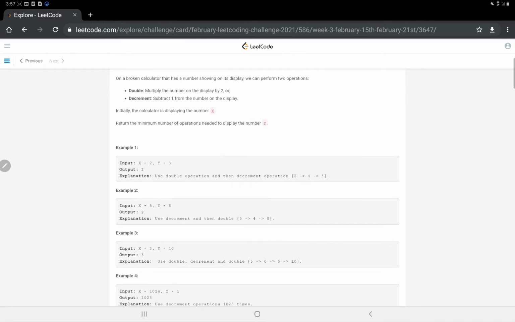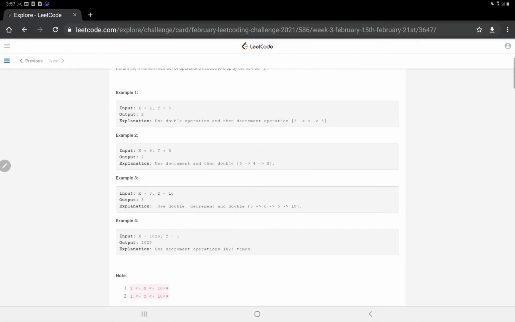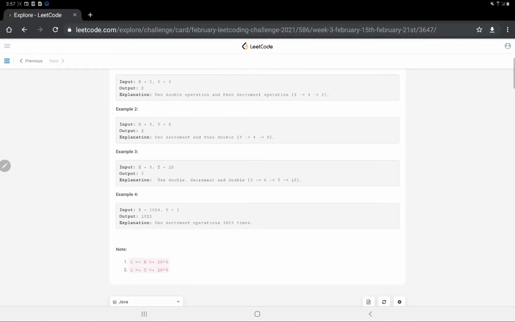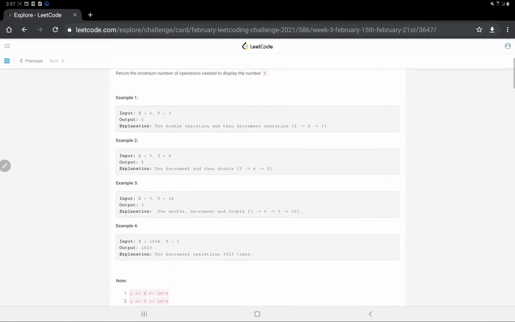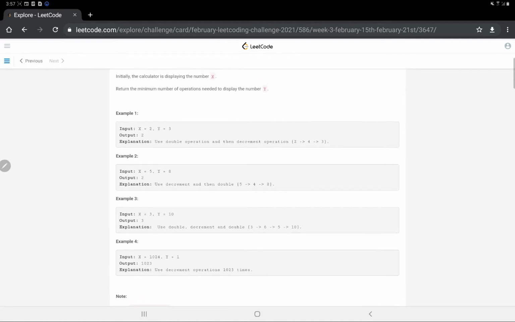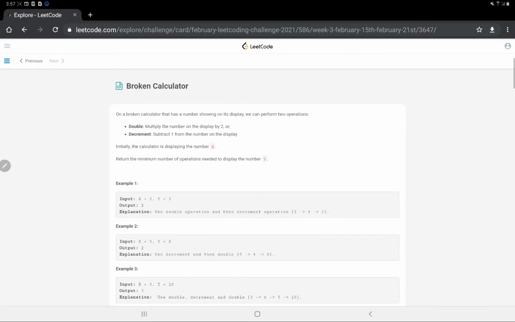As you can see, there are some examples given here, and the constraint is that x and y range from 1 to 10 to the power 9. So let's move towards the approach for this question.